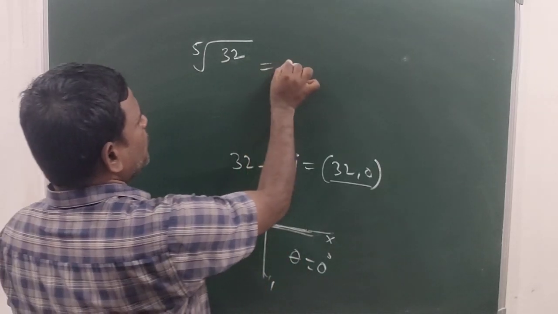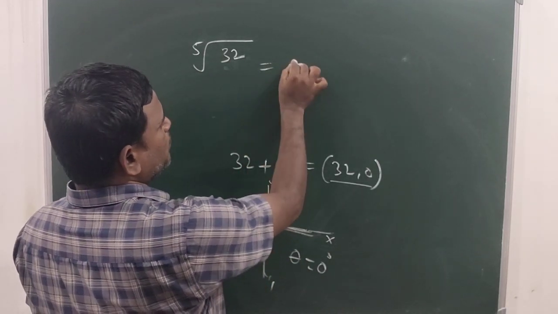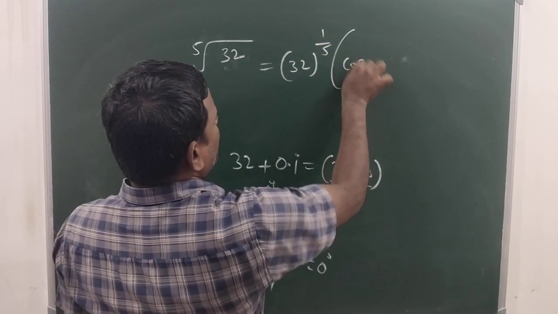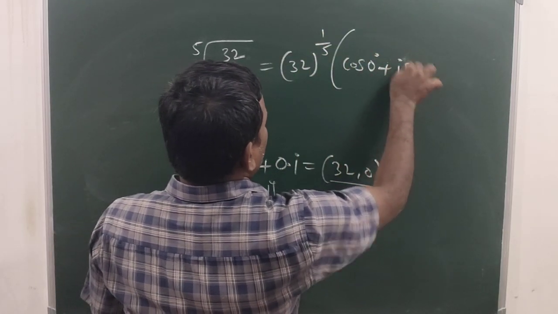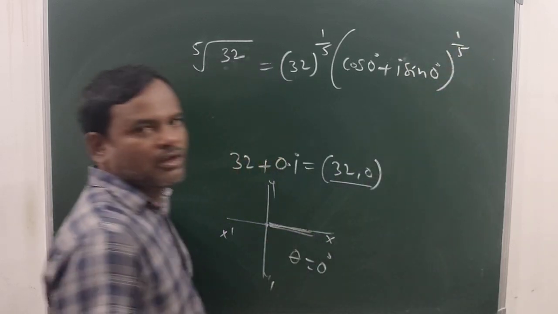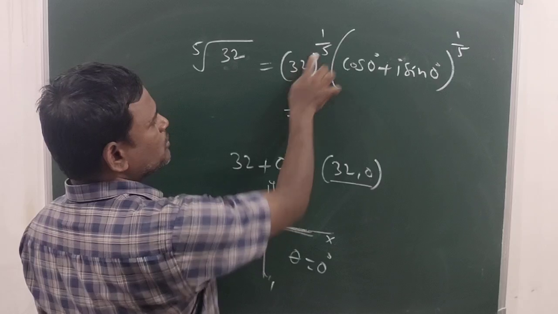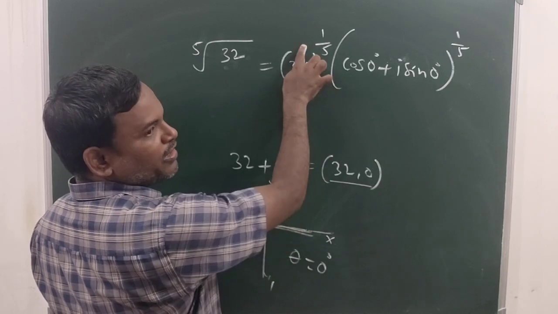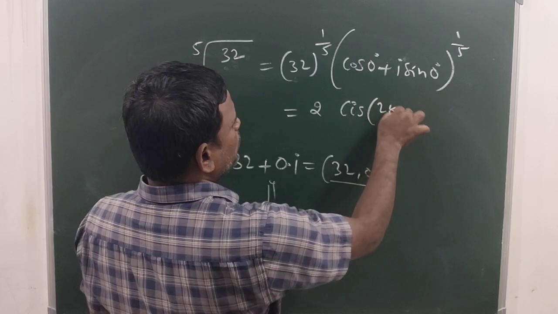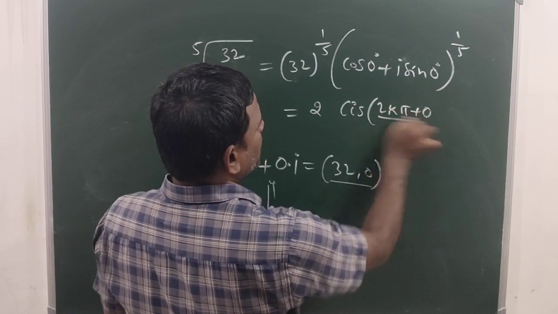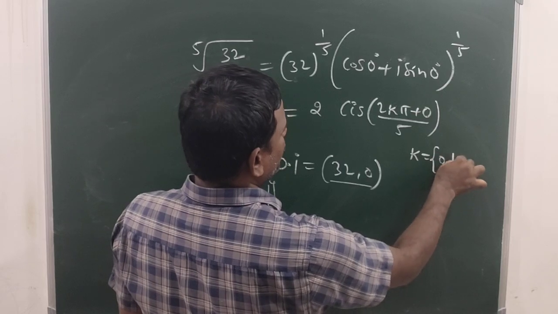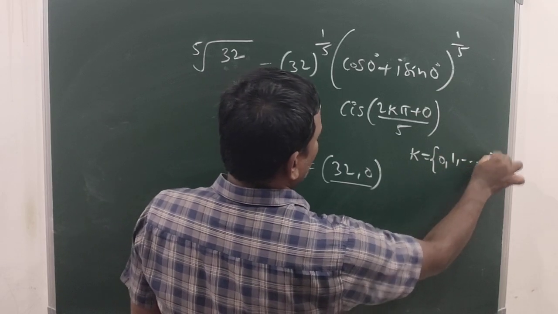So here, what do you do? The magnitude is 32, so 32 whole power 1 by 5, times cos 0 degrees plus i sin 0 degrees whole power 1 by 5. Now write the general argument. This is going to become 2 power 5, the 5 cancels. 2 of cis of 2k pi plus 0 by 5. k will take the values 0, 1 and so on till 4.